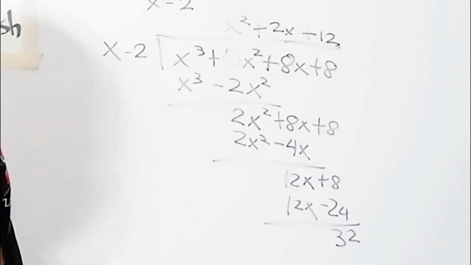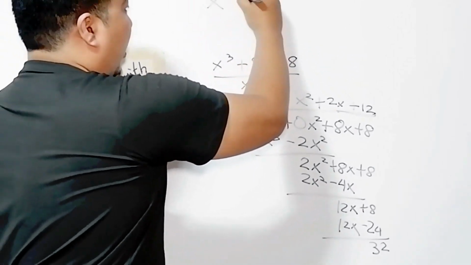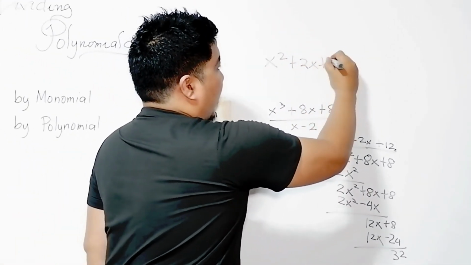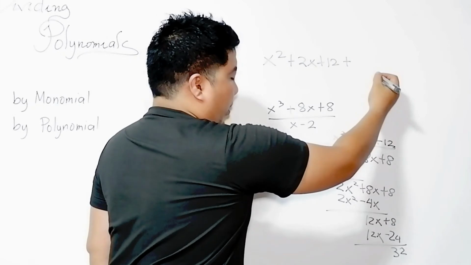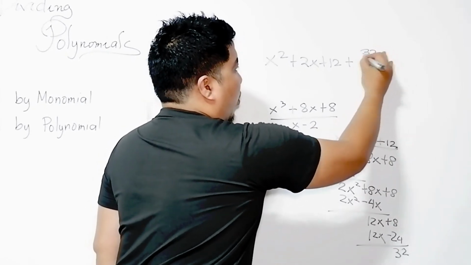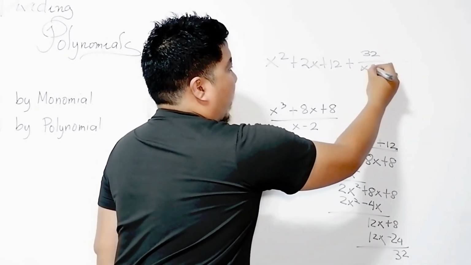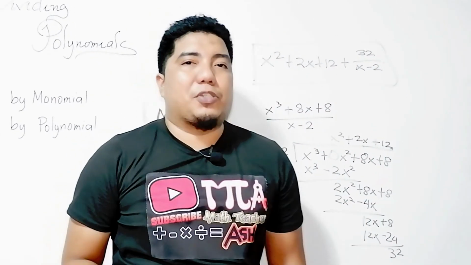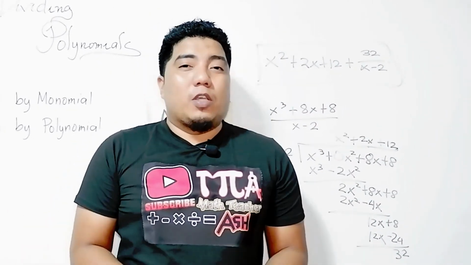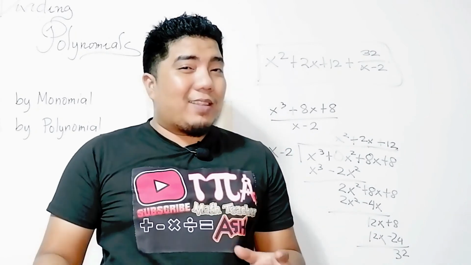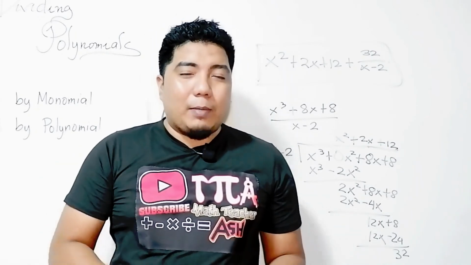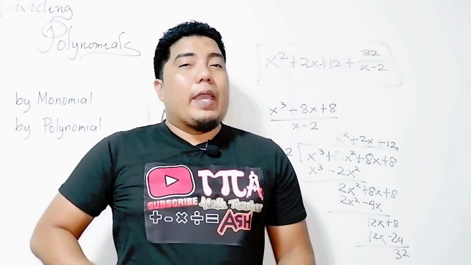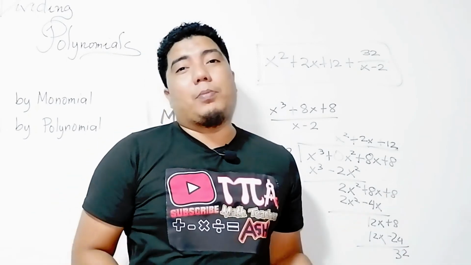So how will you write your answer? That is x squared plus 2x plus 12 plus your remainder 32 over the divisor x minus 2. And this is your final answer. Easy, right? So my dear math learners, I hope you get the idea on how to divide polynomials by a binomial and polynomials by a polynomial.